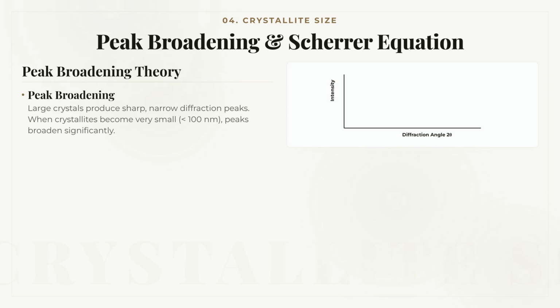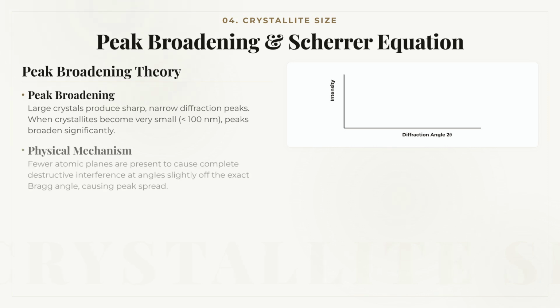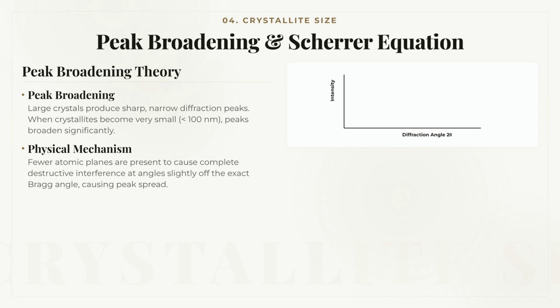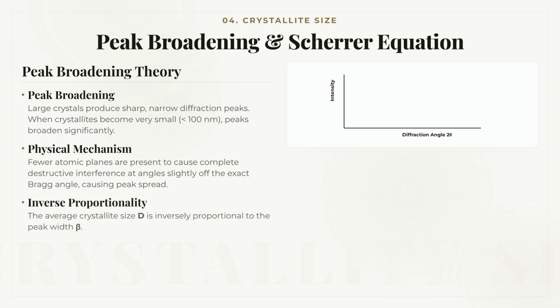The formula is d equals k lambda divided by beta cosine theta. Here, d represents the average crystallite size. K is called the Scherrer constant, or shape factor. Its value is usually taken as 0.9. Lambda is the wavelength of the incident X-rays. Beta is the full width at half maximum of the diffraction peak. This quantity must be expressed in radians. Theta is the Bragg angle corresponding to the diffraction peak.